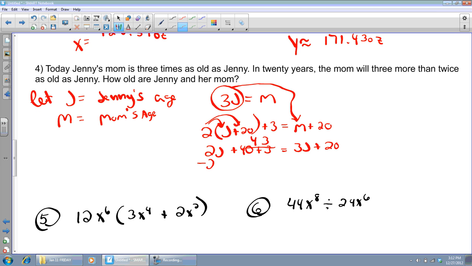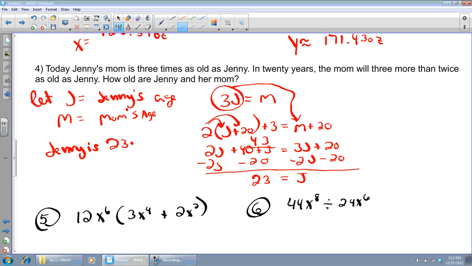And then I'm going to subtract 2J from both sides. I'm also going to subtract 20 from both sides. The right-hand side, I'm going to get a J. The left-hand side, I'm going to get 23. Jenny is 23 years old. Mom is 3 times that, which is 69 years old. There you go. Okay, that's it for the story problems.